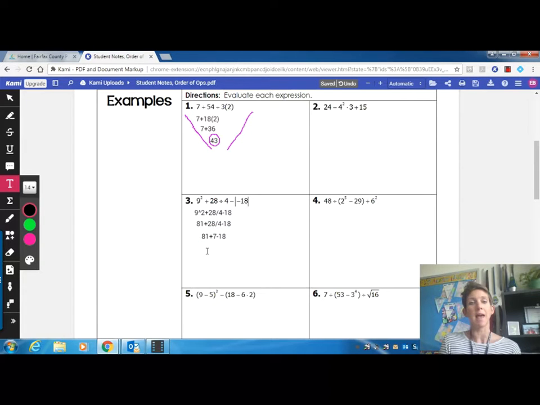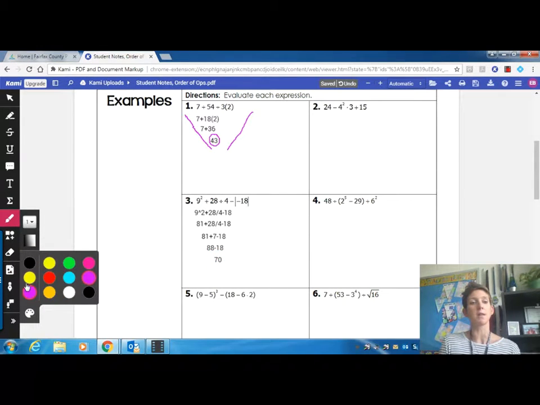And now I can add and subtract from left to right. So 81 plus 7 is 88 minus 18. And finally, my answer to this problem would be 70. I'll go ahead and I'll circle this answer so that it's clear.